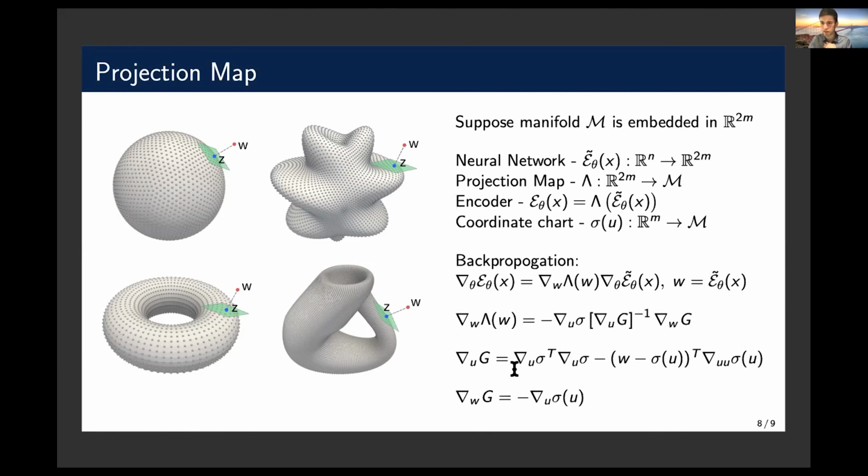This is better than some other methods which have been used in the past with projection maps, because all we need is a point cloud representation. We don't need an analytic projection map. We do also need a coordinate chart on the manifold, but this is typically not that difficult to get if you have a point cloud representation. There are methods of doing that.